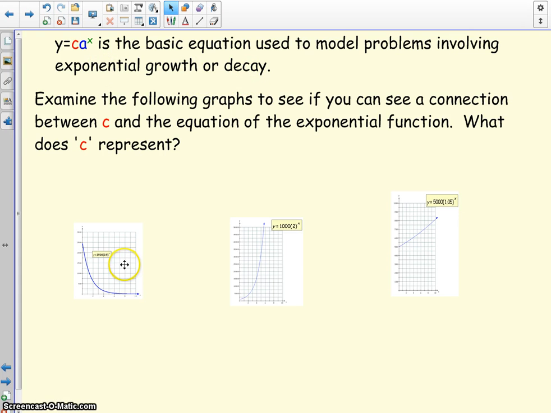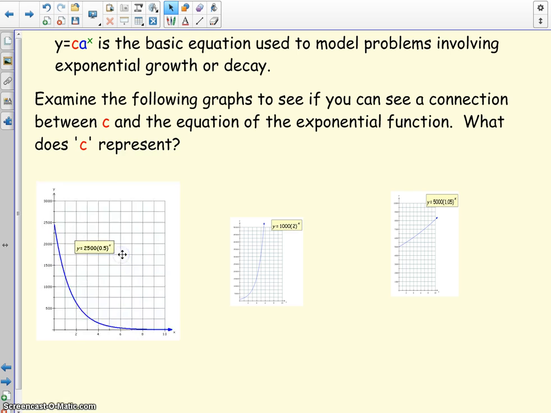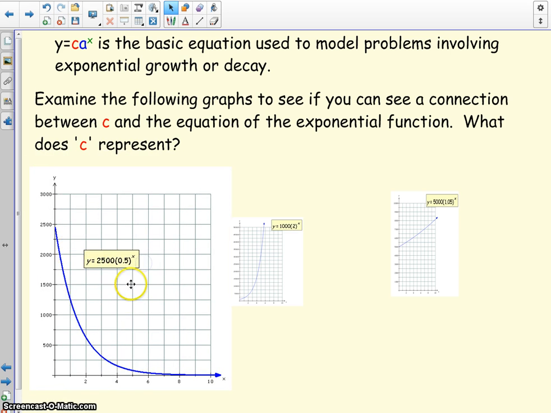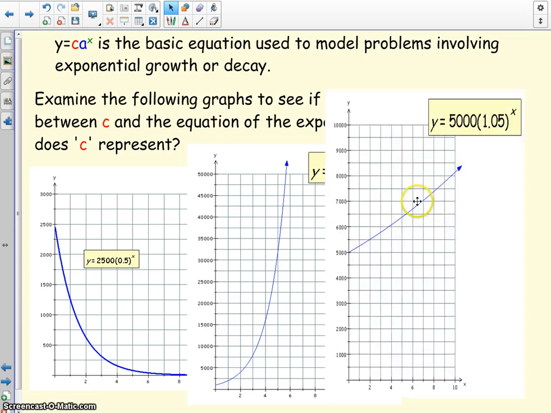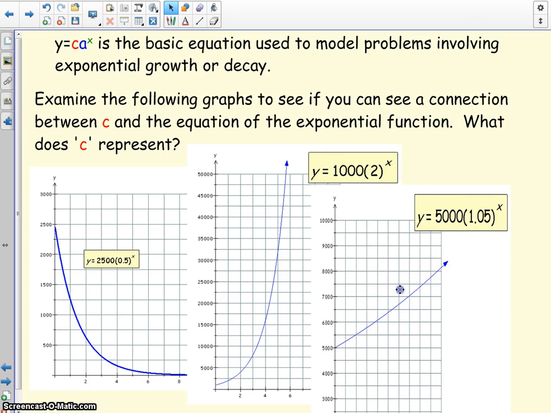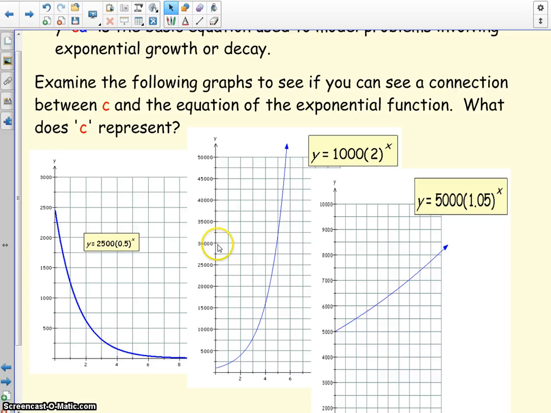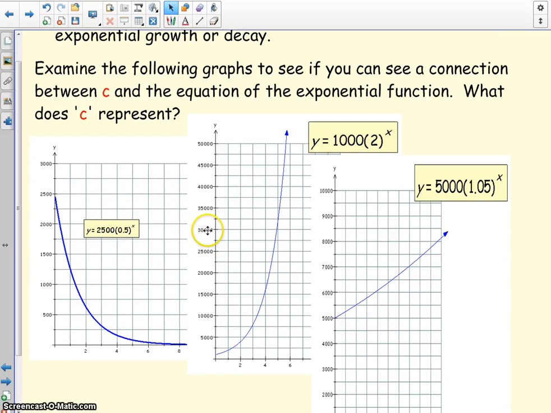So I'm going to look at a couple of different graphs here. And I want you to see if you can see a connection between the value of c in the equation. So in this case, the value of c is 2500. In the second graph here, the value of c is 1000. And in the third case here, the value of c is 5000. So take a look at the graphs here and see if some of these c values sort of stand out as being something specific on their respective graphs. Okay, so what do you think c might represent in this type of situation?